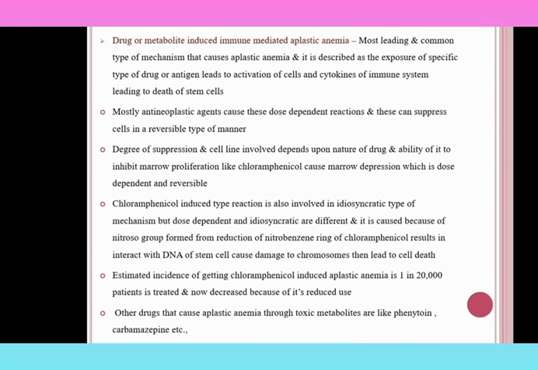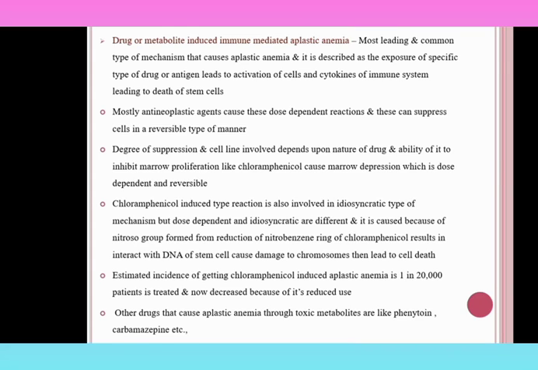Now coming to drug or metabolite-induced immune-mediated aplastic anemia. This is the most leading and common mechanism that causes aplastic anemia. It is described as exposure to a specific drug or antigen that leads to the activation of the cells and cytokines of the immune system. Because of such exposure, activation of cells and cytokines will occur, and this will lead to stem cell death.